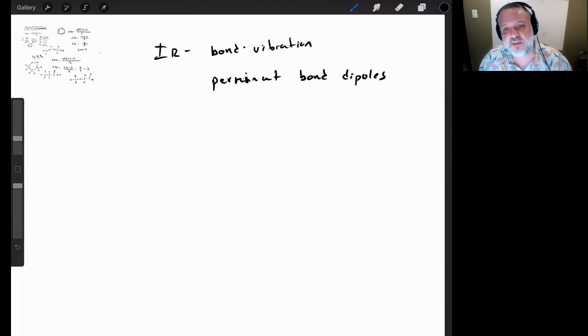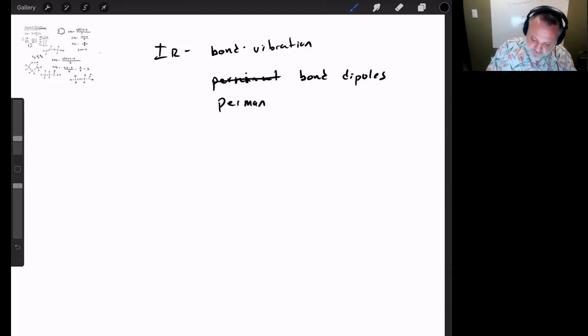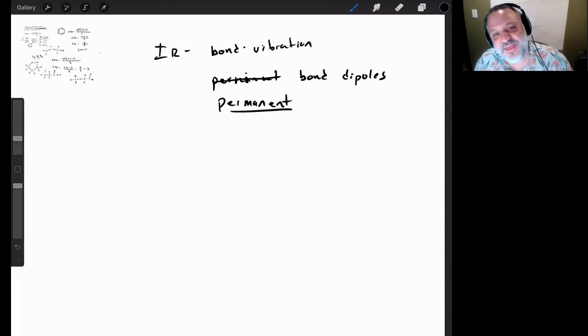At any rate, permanent bond dipoles. And so the electromagnetic field will interact with permanent bond dipoles. The electric field of this infrared light interacts with the permanent bond dipoles, and it causes the molecule to vibrate. This is what we're talking about. And it's got to be quantum mechanically matched up.